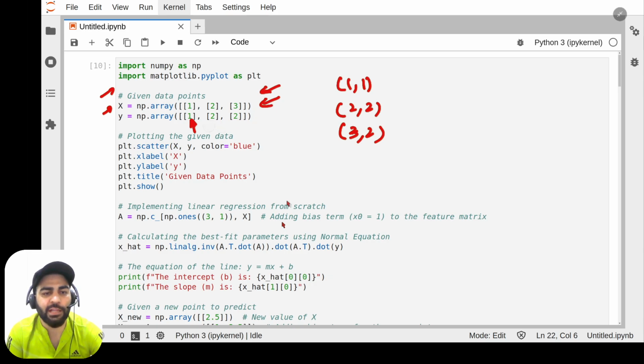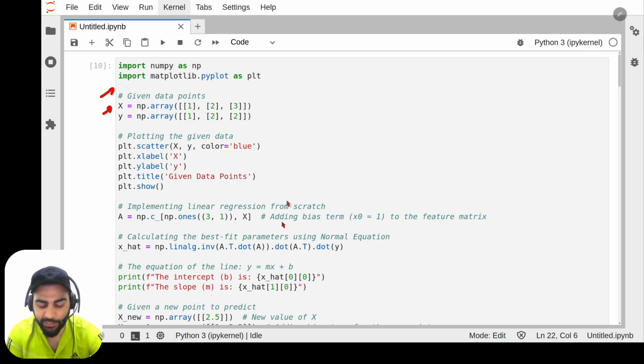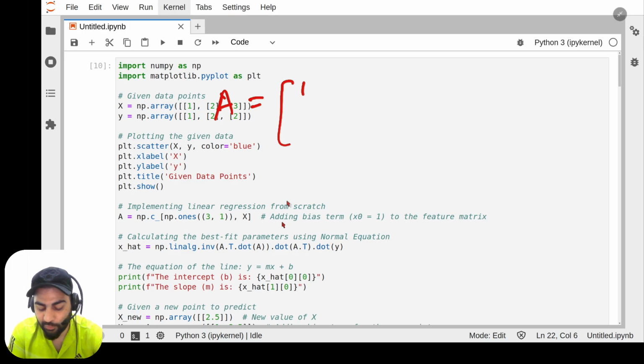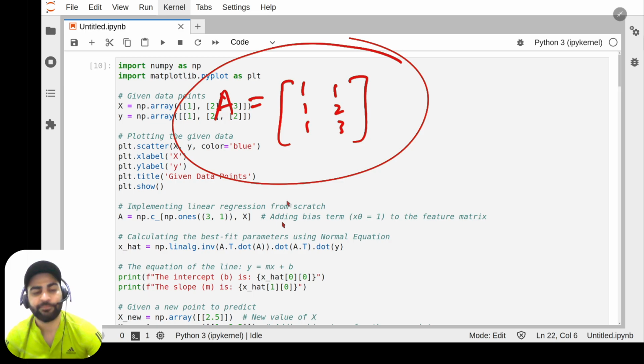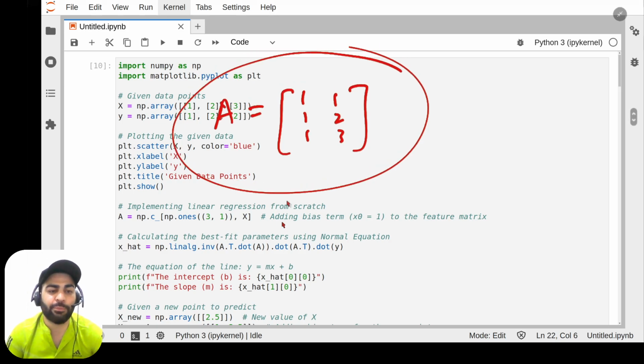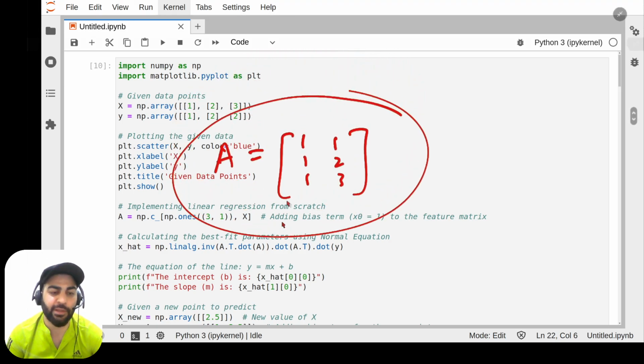I'll not train based on this. What I'll do is find the A first. This is my A, and I'm adding a bias. So this A matrix is equal to 1 1, 1 2, 1 3, something like this. This is my A matrix that I got from the points.